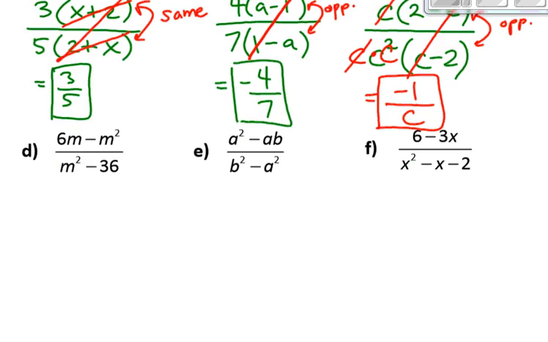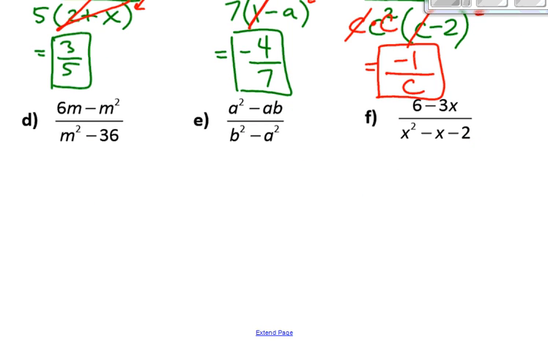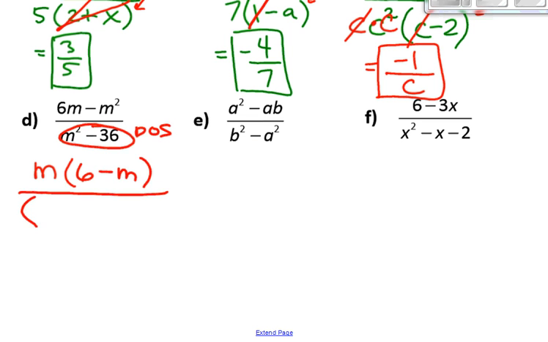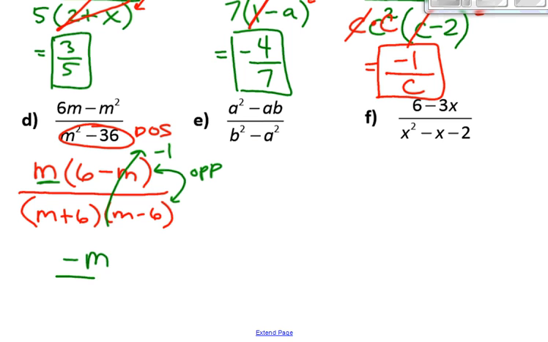A few more examples. So in part D, 6m minus m squared, and m is in common, so we factor out the m, leaving us with 6 minus m. In the denominator, m squared minus 36 is a difference of squares, so that becomes m plus 6 times m minus 6. Now again, notice 6 minus m and m minus 6 are opposites, so when those cross out, they become negative 1. So that negative will multiply with the m to make negative 1m over m plus 6.